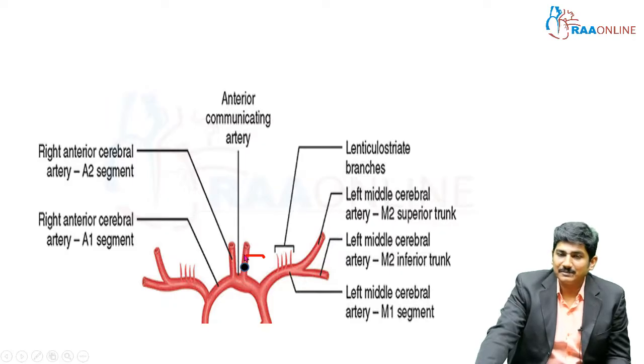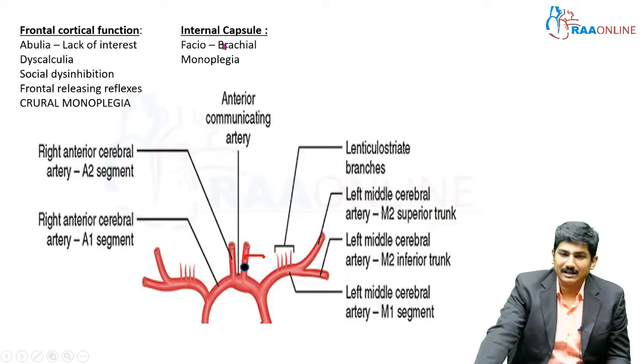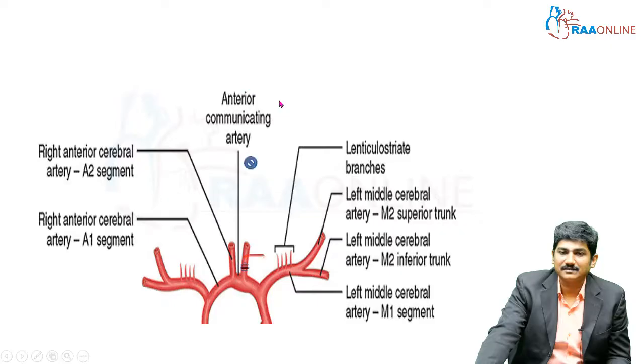So face and upper limb will be affected by the artery of Hübner. The lower limb will be affected by the A2. So A2 affects the lower limb and the artery of Hübner affects the face and upper limb. So clinically the patient will have hemiplegia.